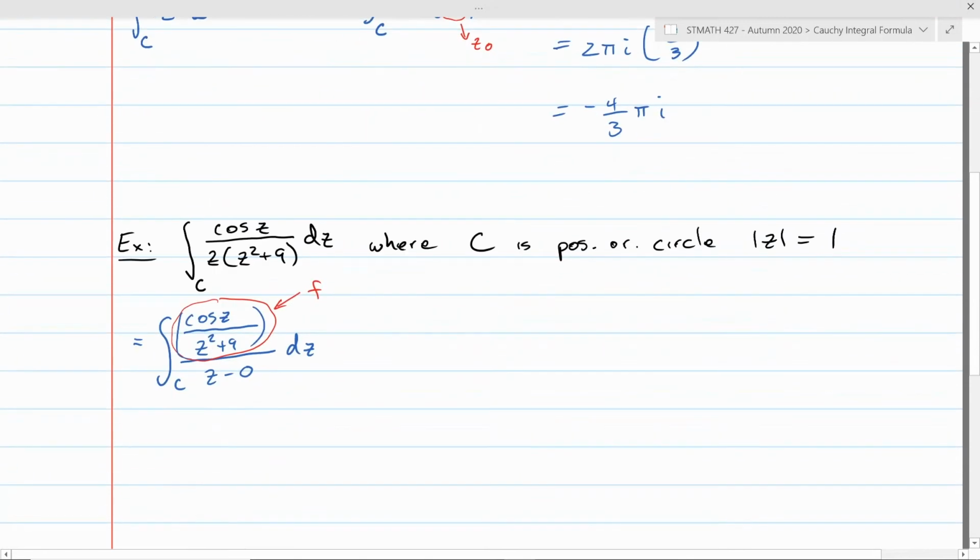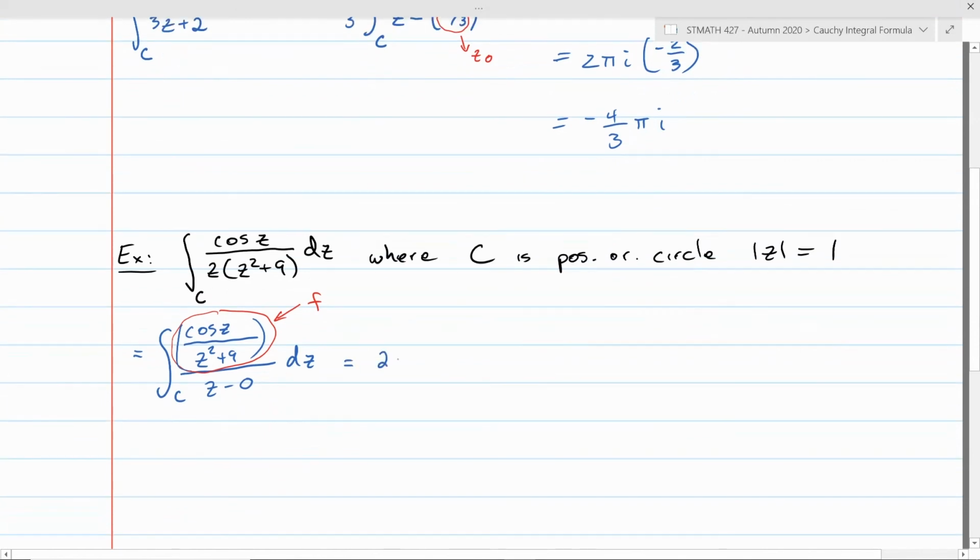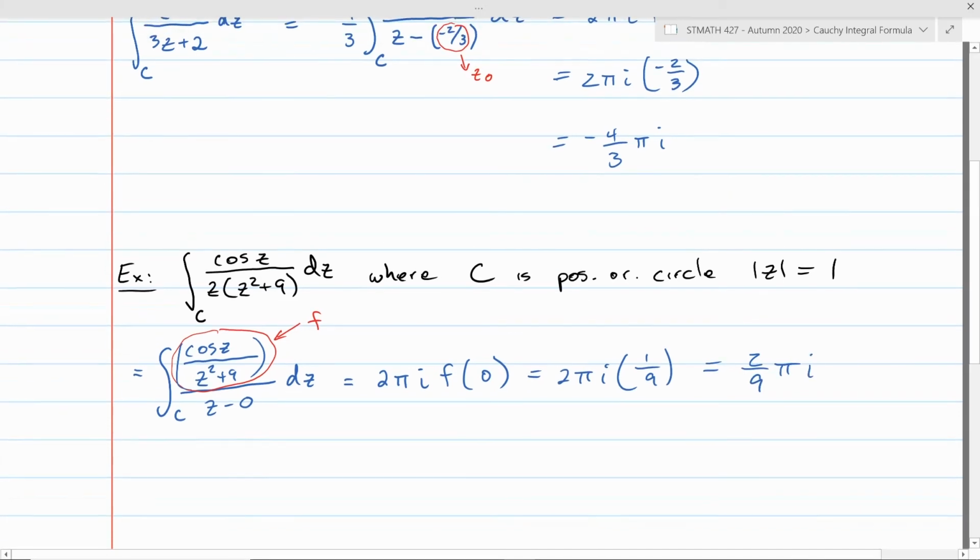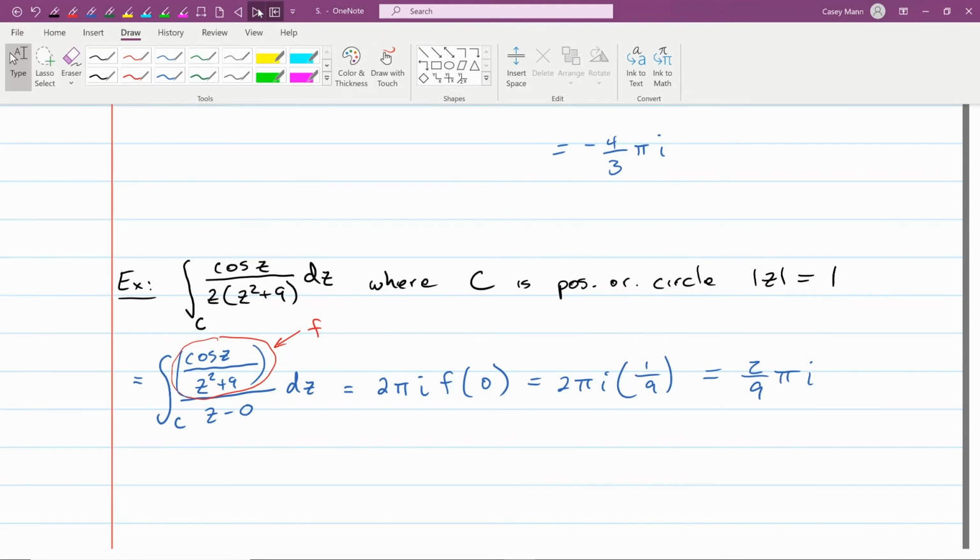So anyway, we can do the Cauchy integral formula. So this is just 2 pi i times f of 0. 0 is the point you're subtracting off in the denominator, right? So your z naught is equal to 0. And then f of 0 is, well, you plug 0 in there. Cosine of 0 is 1, and then you get 9 in the denominator. So this is 2 pi i times 1/9, or 2/9 pi i. That's pretty fabulous. I mean, it doesn't get any easier than that. Not too much easier anyway.